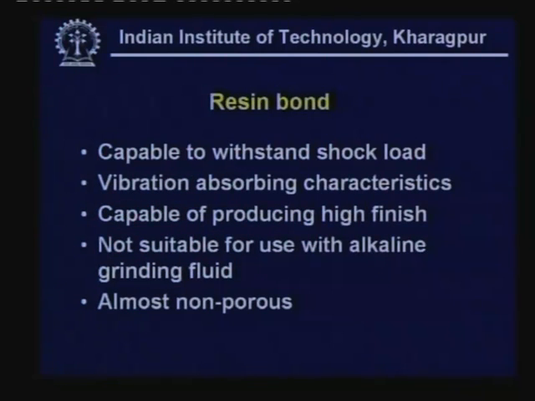Now, we have the resin bond, which is capable of withstanding shock load and vibration. It is used where we have some kind of vibration in the machine, and it is also good for high grinding finish, but it is not suitable for alkaline grinding fluid.